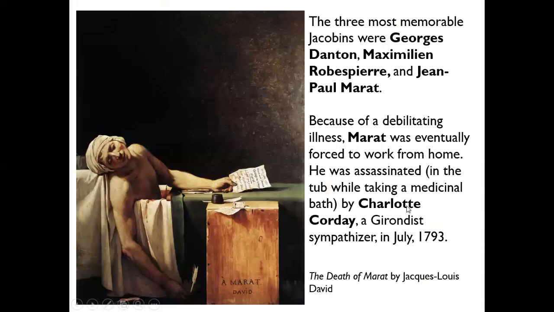Okay. Here, these are the three most memorable Jacobins. The Jacobin club, the political party: they were Georges Danton, Maximilien Robespierre, and Jean Paul Marat. Because of a debilitating illness, Marat was eventually forced to work from home. He was assassinated in the tub while taking a medicinal bath by Charlotte Corday, a Girondist sympathizer, in July 1793. I have just given this picture. The whole story about Marat is there in your textbook in source B. It's like a story that you can read about Marat, what he has done, how he was in the political party, and all the things are there in source B.